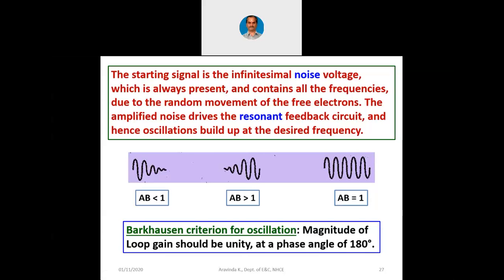So this is actually the Barkhausen criterion, which means if the loop gain is unity, or minus 1, at a phase angle of 180 degrees, then the circuit is definitely going to work like an oscillator. This is the necessary and sufficient condition for oscillation. I will repeat: the necessary and sufficient condition for oscillation is called the Barkhausen criterion, where A beta must be 1 and the feedback circuit must produce a 180 degree phase shift. That is the idea here.